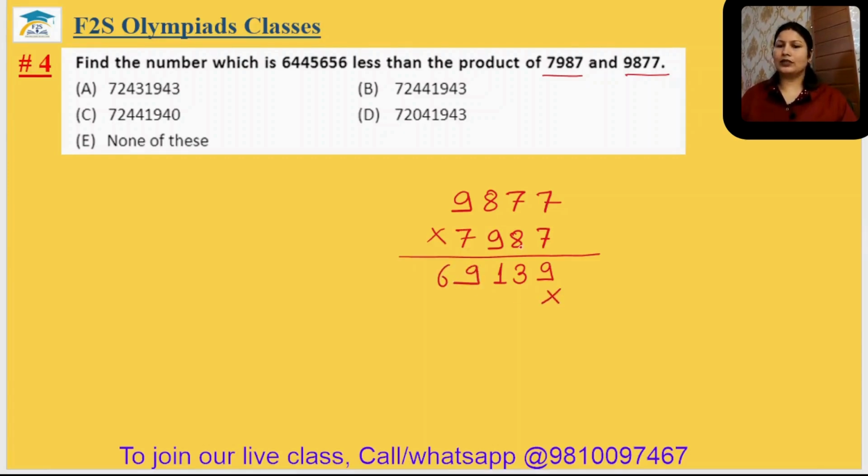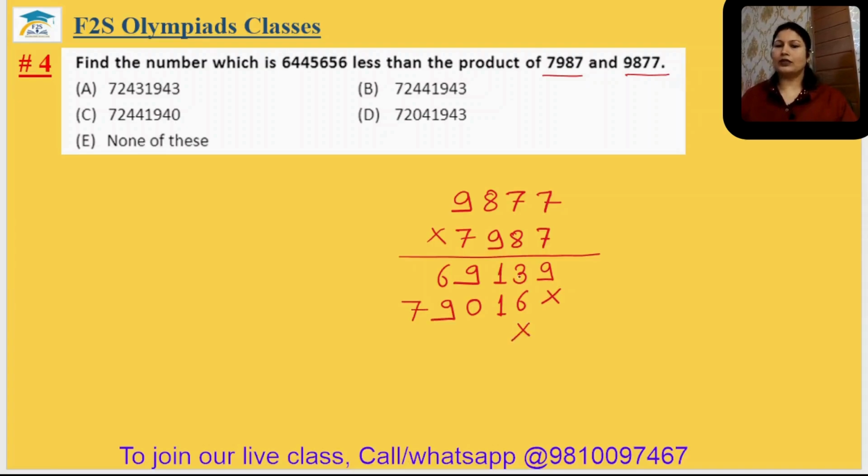Now multiply with the tens place digit. 8 sevens are 56, carry 5. 8 sevens are 56 and plus 5, 61, carry 6. 8 eights are 64 plus 6, 70. Carry 7. 8 nines are 72 and plus 7, 79.